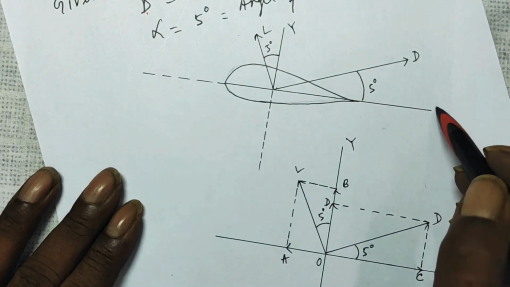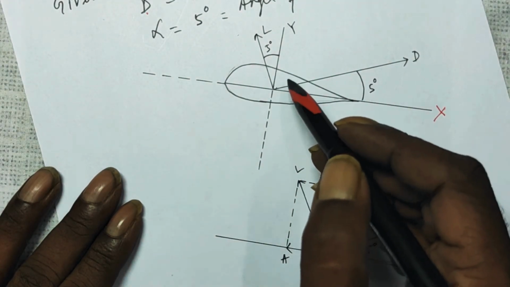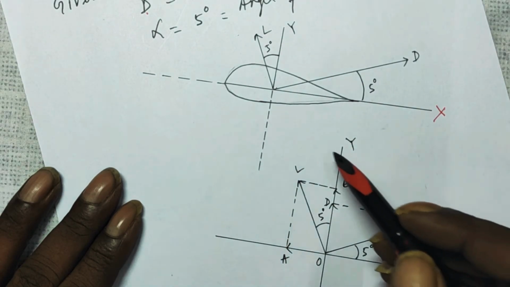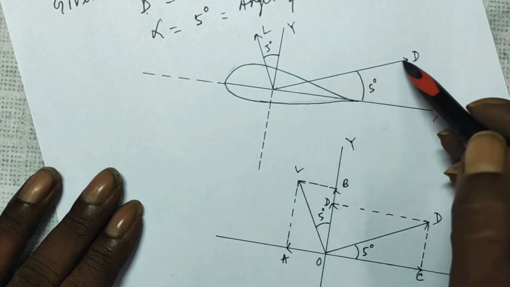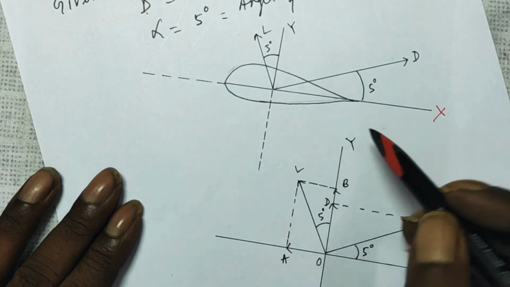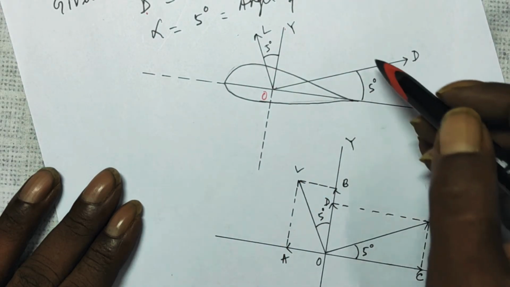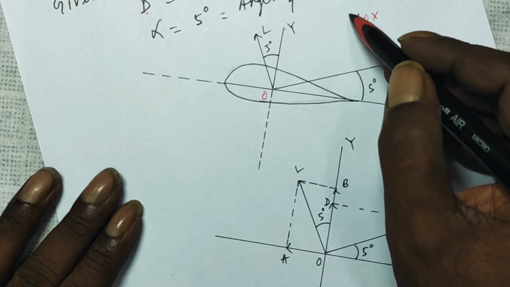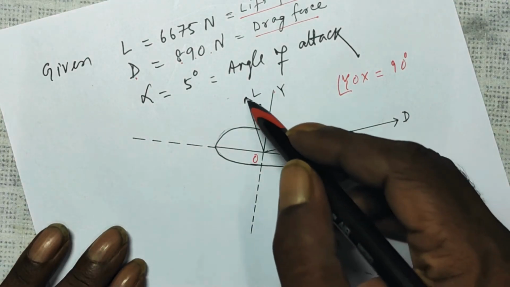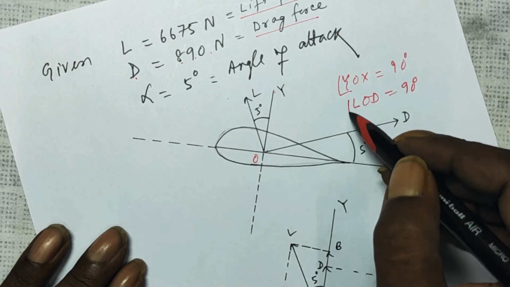this is your x-axis and this is your y-axis. So the angle between the x-axis and y-axis is 90. And the lift and the drag are also perpendicular. So this angle is common. Let this point be O. Angle YOX is equal to 90 degrees. Angle LOD is also 90 degrees.